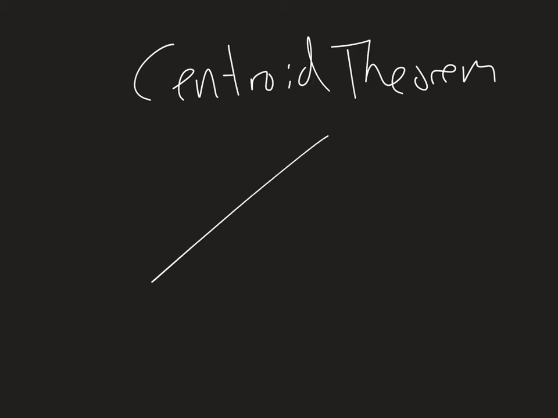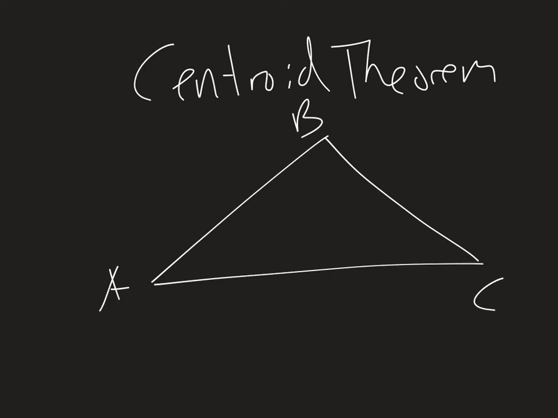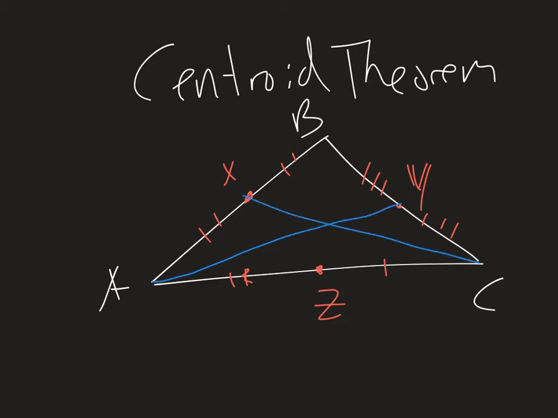So if we recreate our triangle and we mark our midpoints, So the centroid theorem is, or I guess first the centroid is when we have the meeting of all three medians. They will all intersect at a single point, always. And let's call this one P.